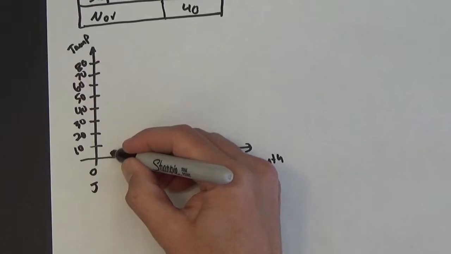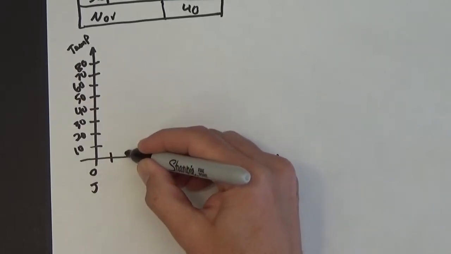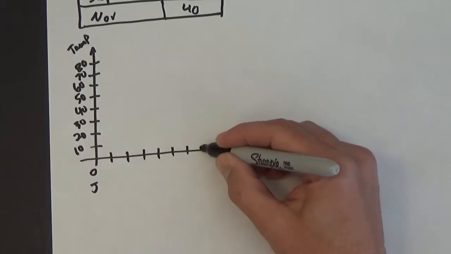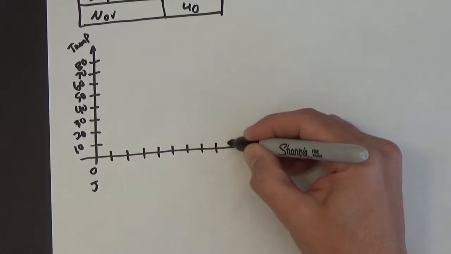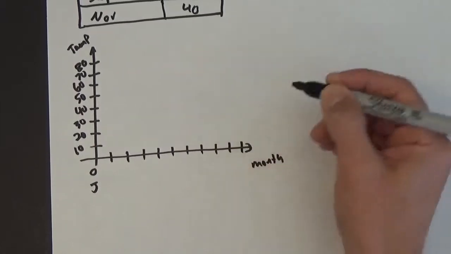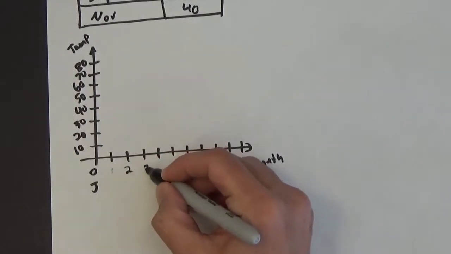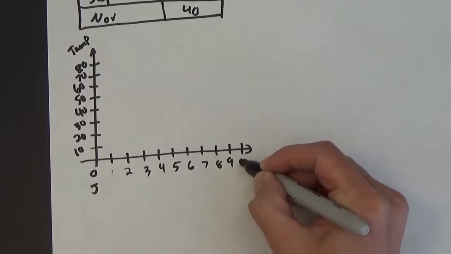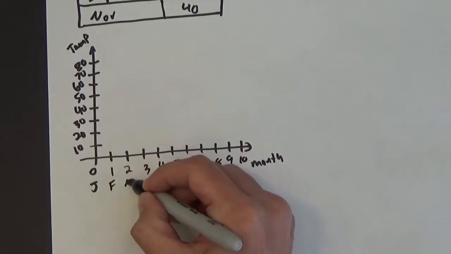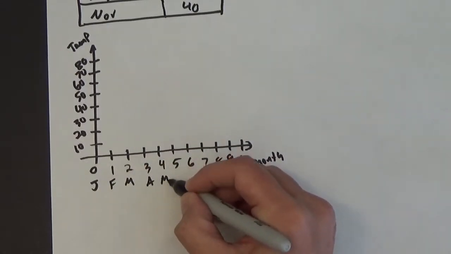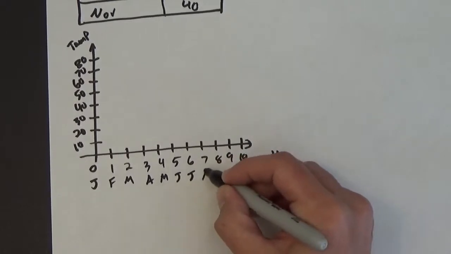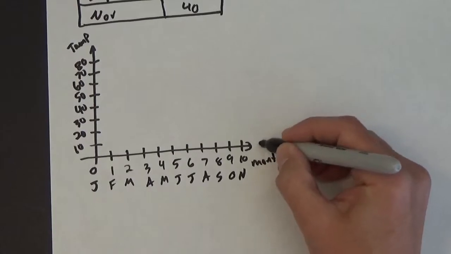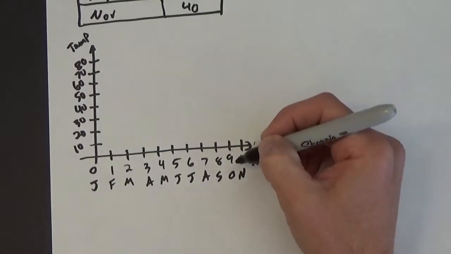So then we have 1, 2, 3, 4, 5, 6, 7, 8, 9, 10. So this would be February, March, April, May, June, July, August, September, October, November. So then December would be 11 over here.